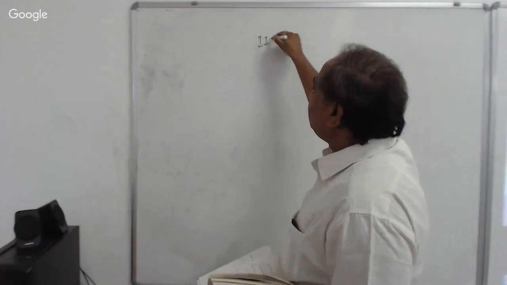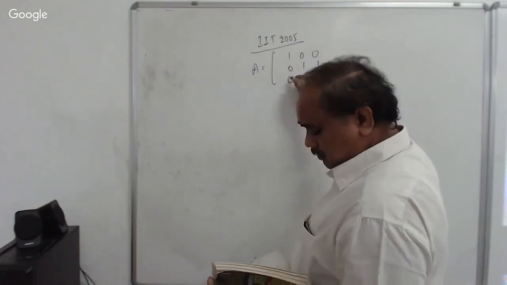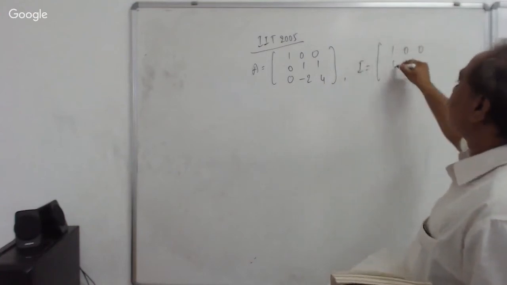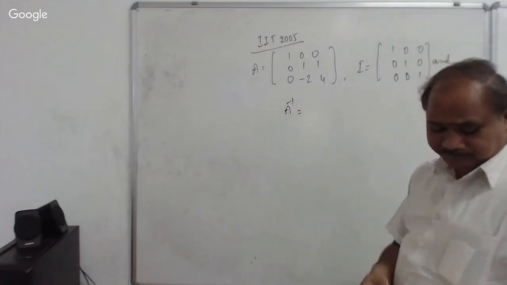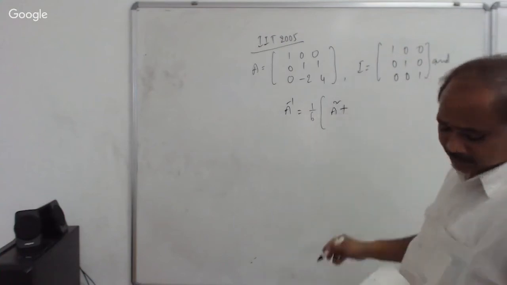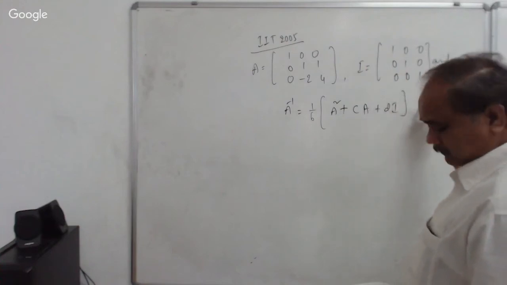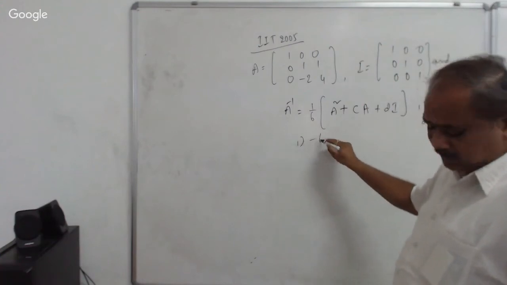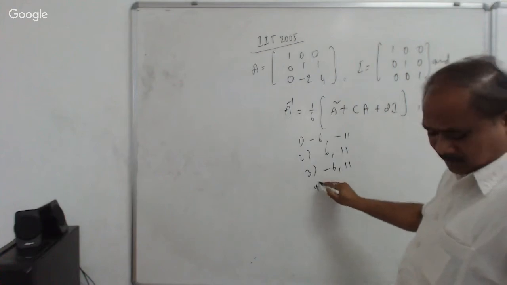Now, IIT 2005 question. If A equals the matrix [1 0 0; 0 1 1; 0 -2 4] and I equals the 3 by 3 identity matrix, and A inverse equals 1 by 6 of A square plus CA plus DI, then C and D are: first option minus 6, minus 11; 6, 11; minus 6, 11; 6, minus 11.